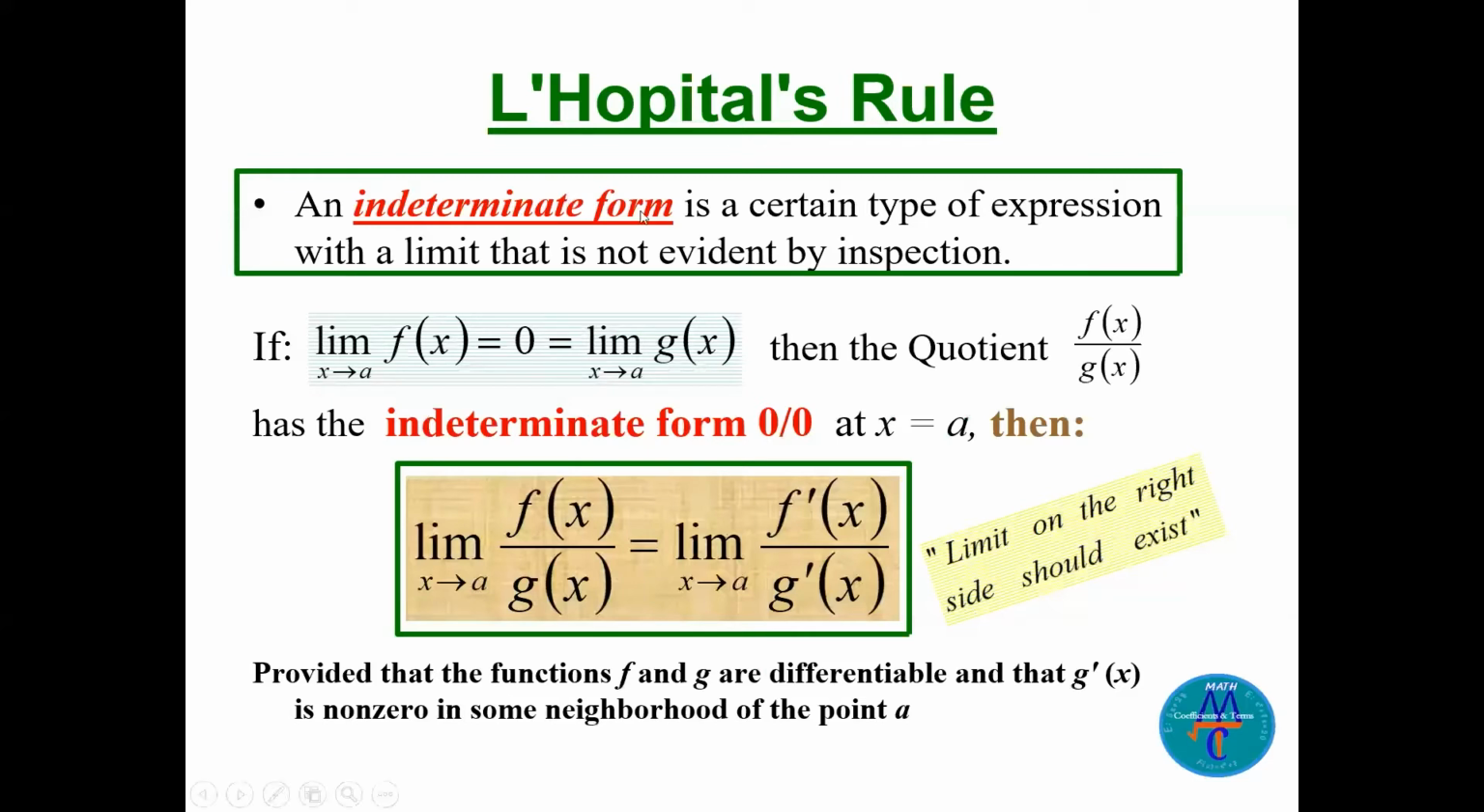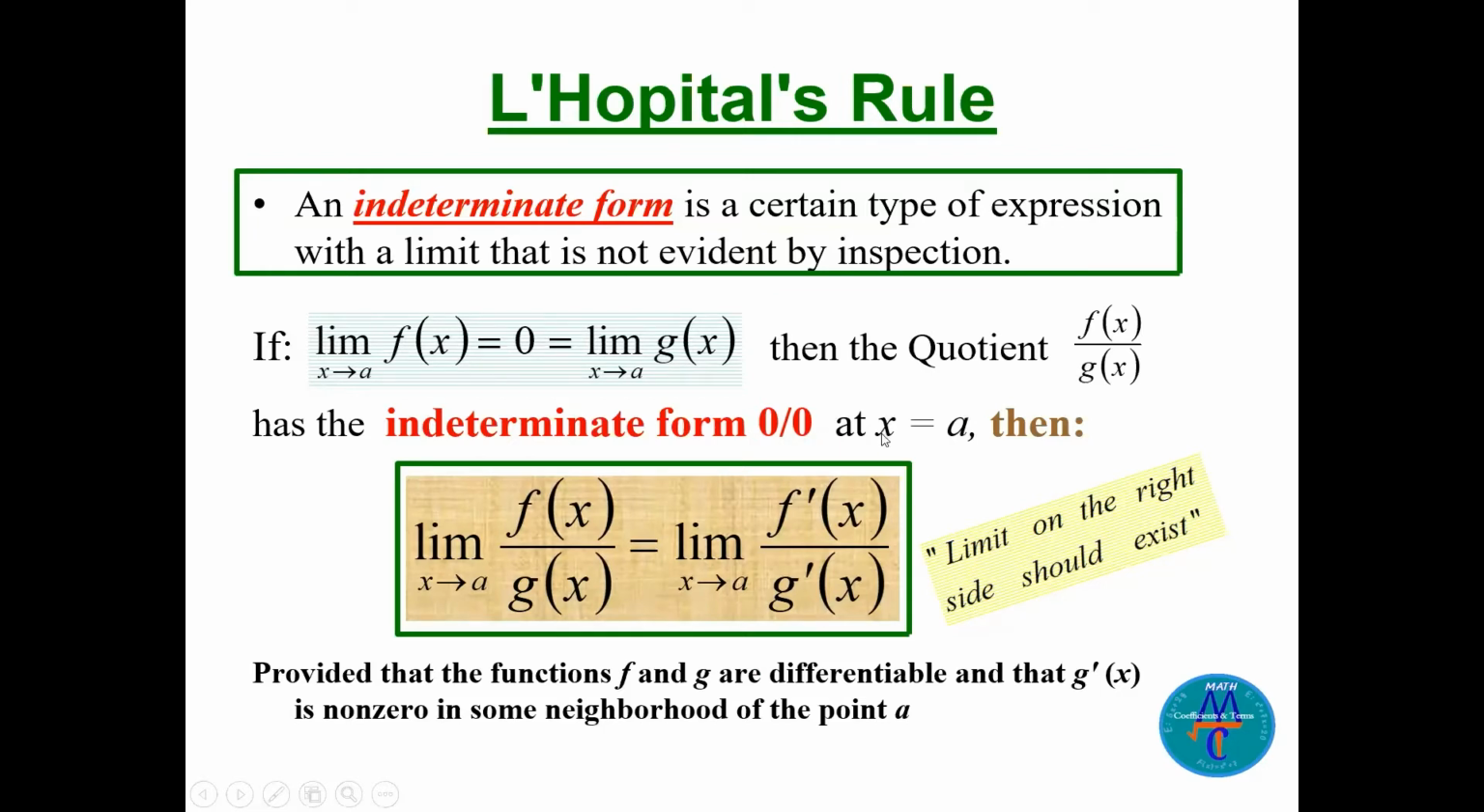An indeterminate form is a certain type of expression where the limit is not evident, so we cannot decide the value of the limit. Sometimes, if the limit of the function f of x as x goes to a is equal to 0, and also the limit of g of x as x goes to a is 0, then the quotient f over g has indeterminate form 0 over 0 at x equals a.